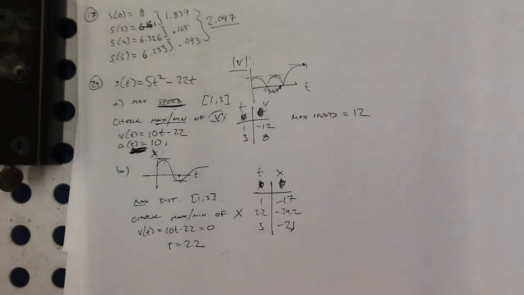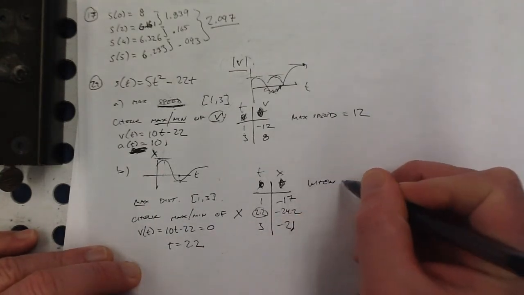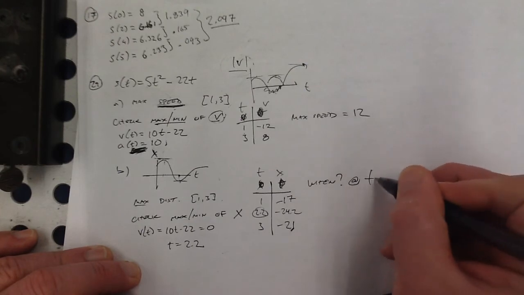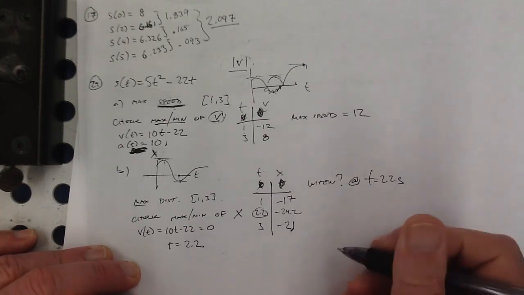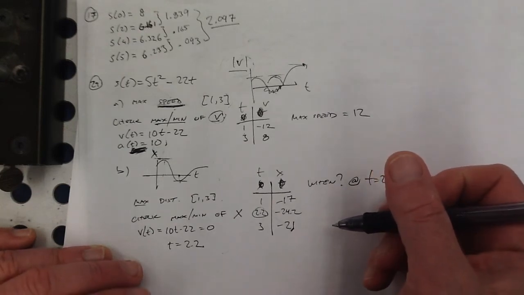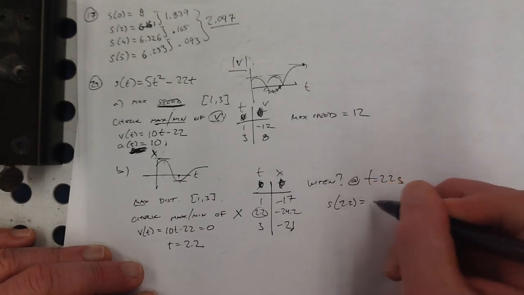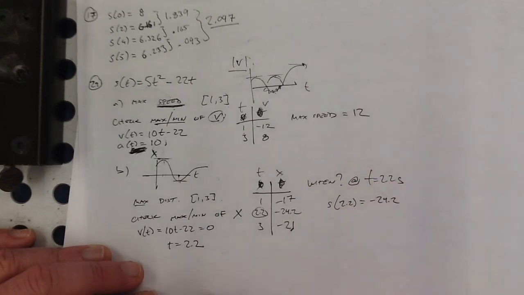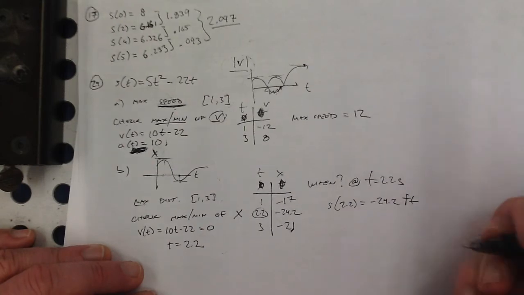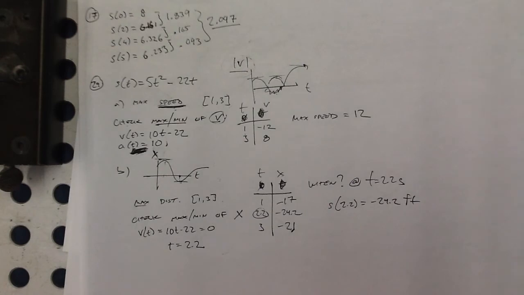is the particle farthest from the origin. At 2.2 seconds. And where is it? Or what do they say? How far do they want to know? What is the position? The position is negative 24.2 feet. What they said? Yep. Let me check those answers. See how we did. Looks good. Yep.